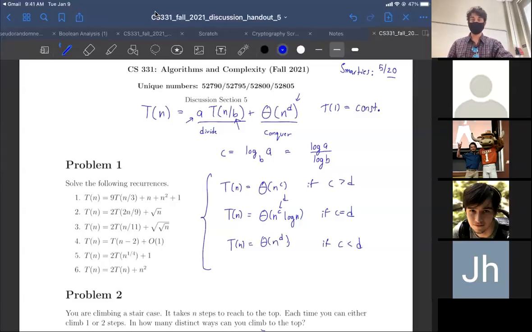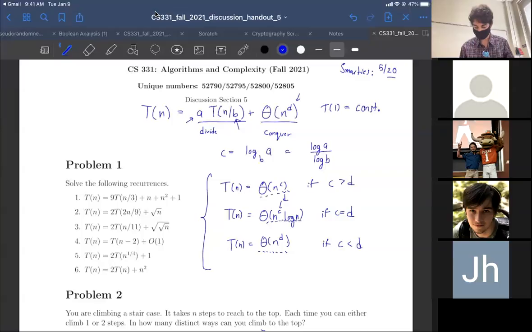Interpretation: if the divide step dominates, then the runtime is determined by the divide step. If the conquer step dominates, the runtime is determined by the conquer step. And if both are equal, then it doesn't matter which one you choose because they're the same. You do have to add an additional factor of log n though. We'll explore this in depth a little bit.